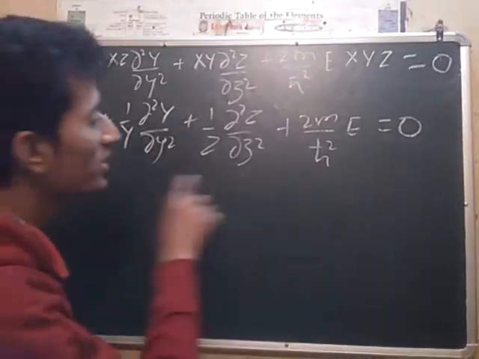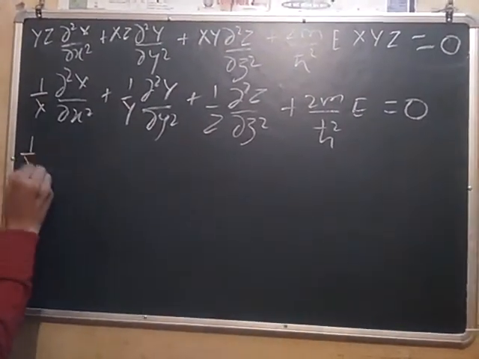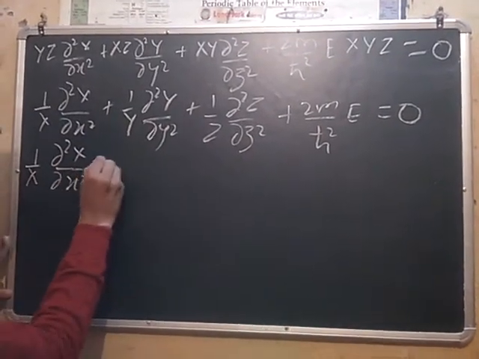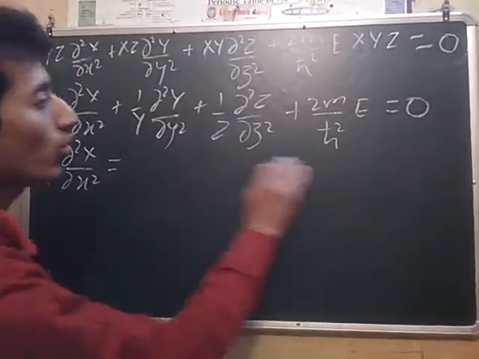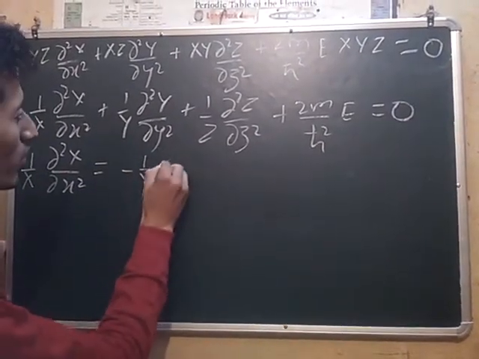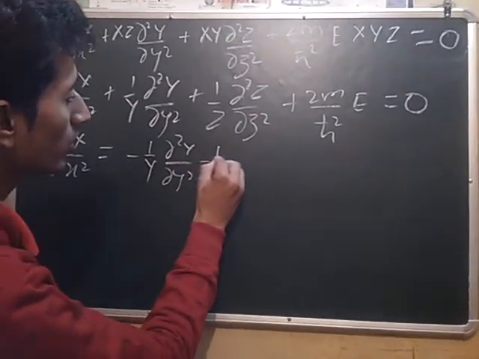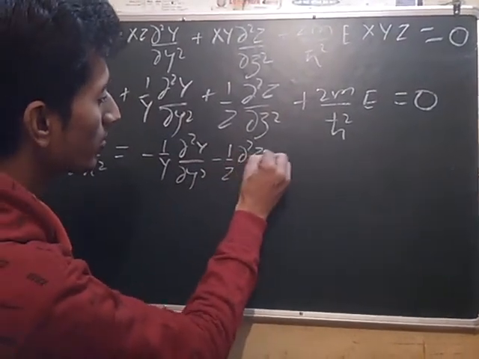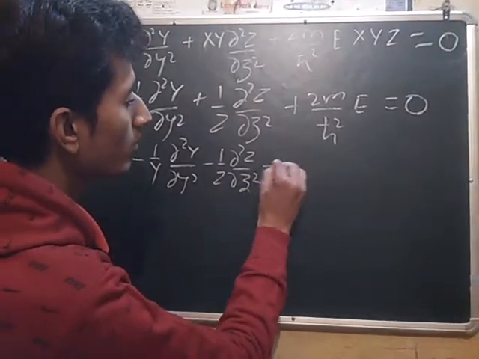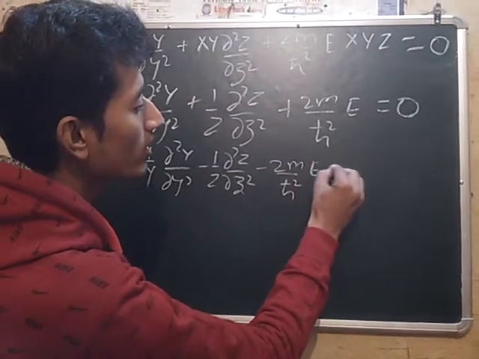Now to solve this equation, let's consider 1 upon X del 2 X upon del x square as the left side, and all these terms in the right side, and this will come out as minus 1 upon Y del 2 Y upon del y square minus 1 upon Z del 2 Z upon del z square minus 2m upon h bar square E, and it is equal to 0.